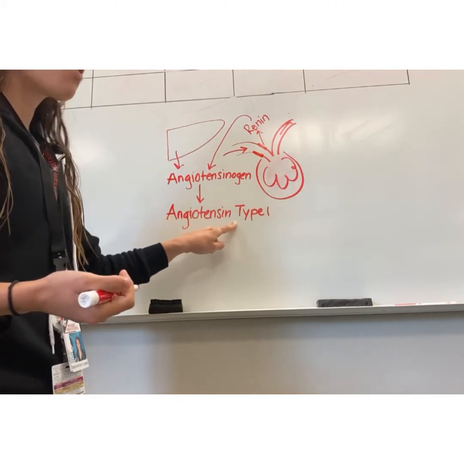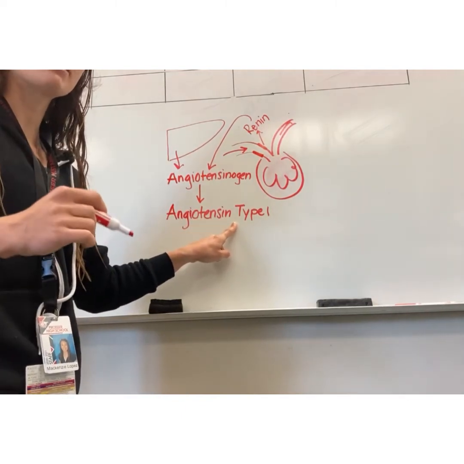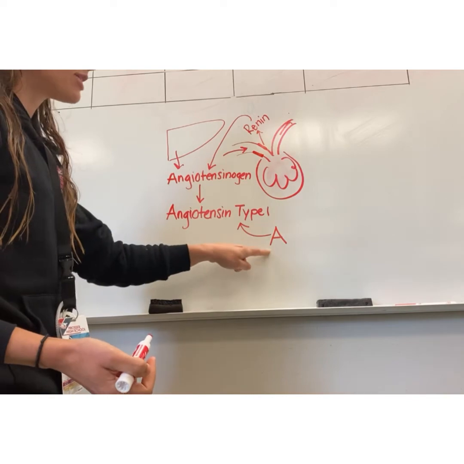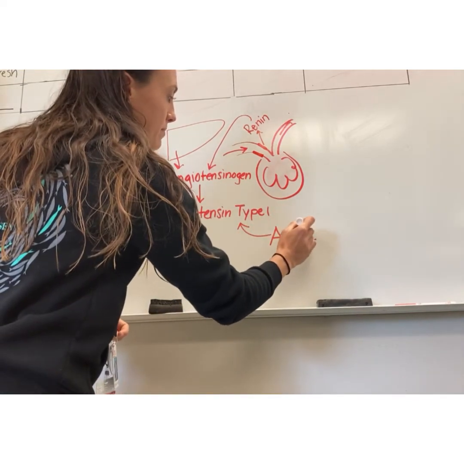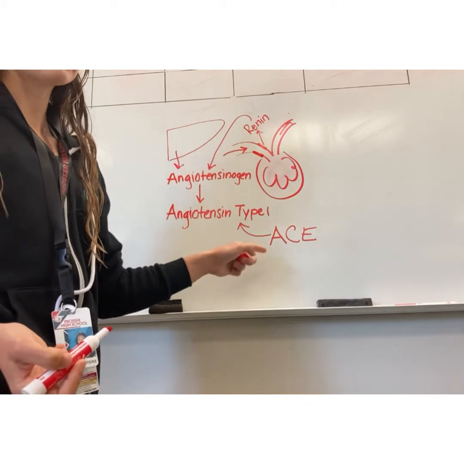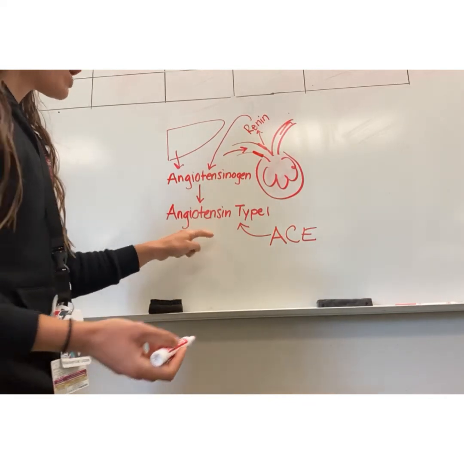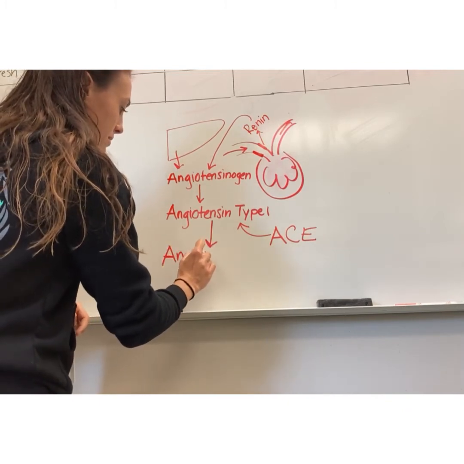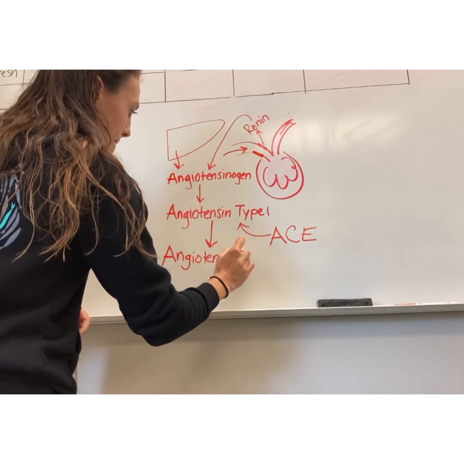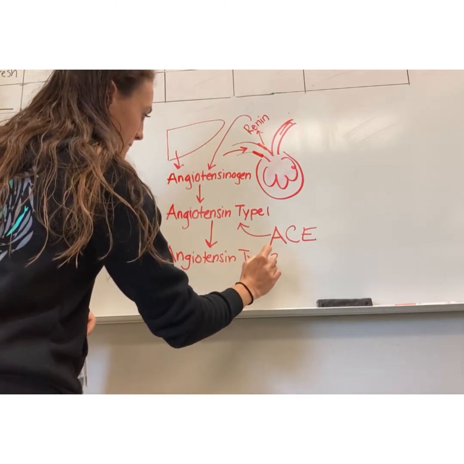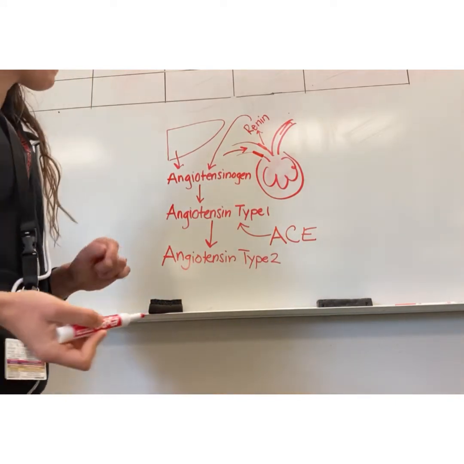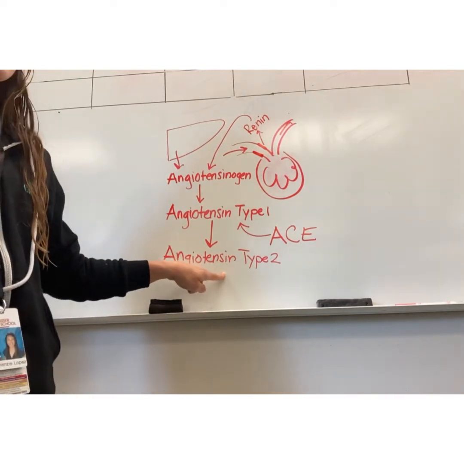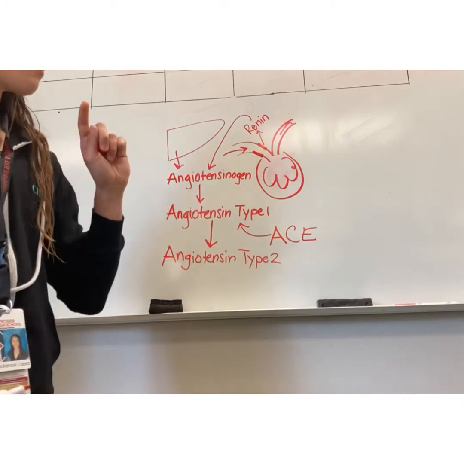When angiotensin type 1 makes its way through the bloodstream to the lungs specifically, it is acted on by a different enzyme, the ACE enzyme, called the angiotensin converting enzyme, ACE for short. ACE acts upon angiotensin type 1 and converts it into angiotensin type 2. Okay, now angiotensin type 2 is very active. Angiotensin type 2 will help me to increase my blood pressure. Now, it does so via two different things.